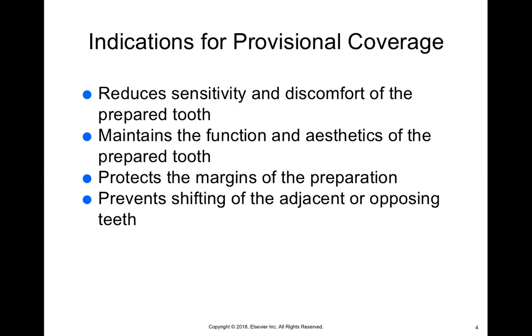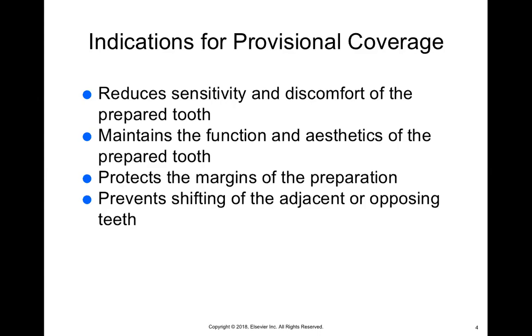It protects the margins of the preparation, so the margins are close to the gum line. The crowns, the bridges, the veneers that you place on this patient's tooth have to sit slightly below the gum line, but if we don't have something protecting that margin, the gums are going to grow over it and we won't be able to seat the permanent restoration all the way.